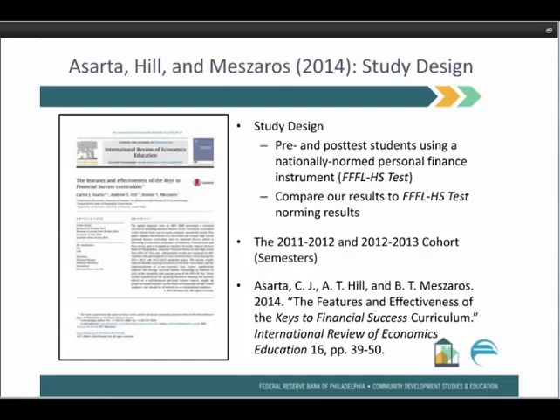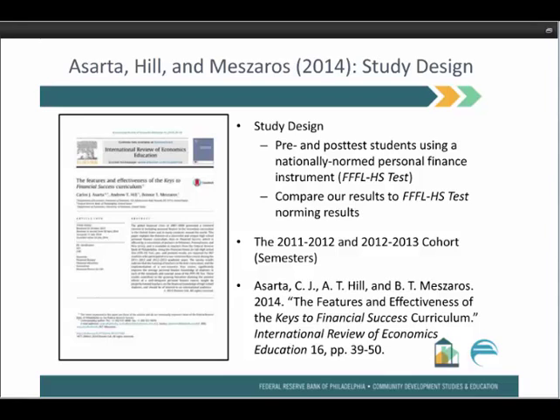And then we're able to compare our students' results with those from what we call the norming sample. This is a set of students who were tested when the test was written. So we used students from the 2011-2012 and the 2012-2013 school years, and this paper was published in the International Review of Economics Education if you want to go out and read the entire paper.